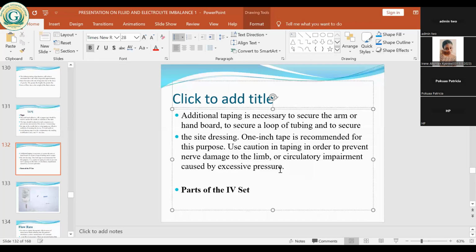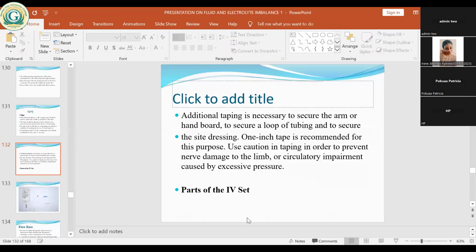So once you are applying the adhesive, be sure not to be too tight, to avoid obstructing circulation and damaging some nerves there, and causing unnecessary tightness and discomfort to the patient.